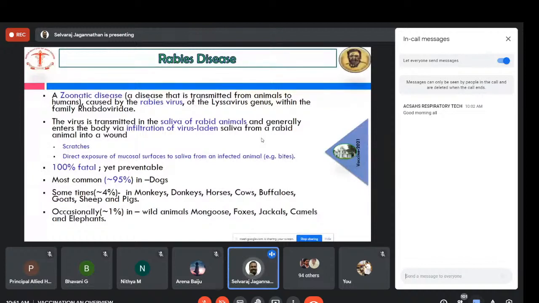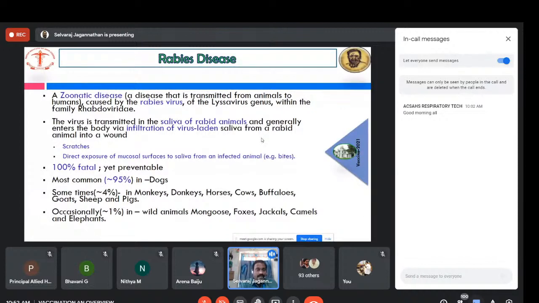100% fatality means if a person has developed rabies, there is no further treatment. Even for a billionaire, at any time, there are no such medications available. So there is 100% fatality, but it is preventable. Even though it is fatal, we can control it. But how? By vaccination.